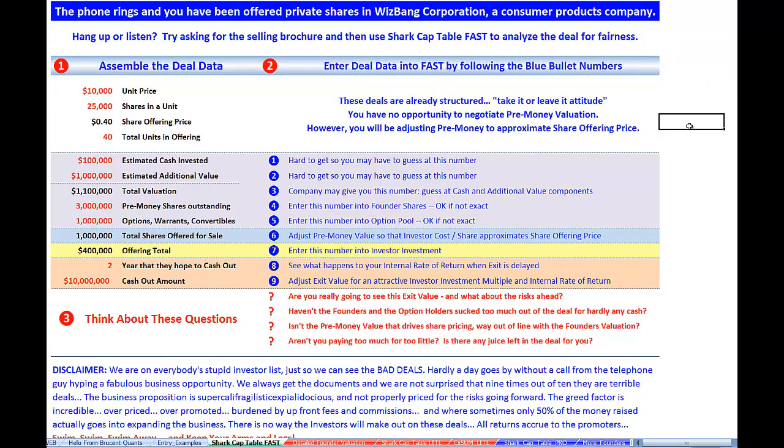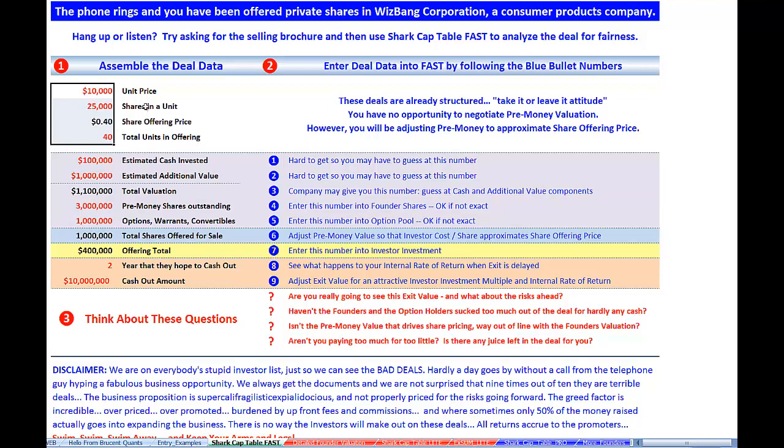Okay, so the telephone rings and you've been offered private shares in Whizbang Corporation, a consumer products company. Do you hang up or do you listen? Try asking for the selling brochure and then use Shark Cap Table Fast to analyze the deal for fairness, and that's what we're going to do right now. The first thing you need to do is assemble the deal data. I've done that automatically for you.